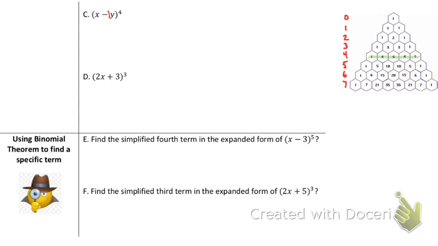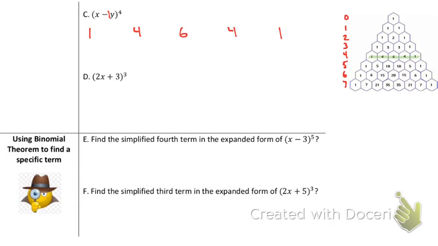So I'm going to put down those coefficients quickly. And it's going to be 1, 4, 6, 4, and then 1. Okay, so these I know are my coefficients. And now I'm going to put in my terms.